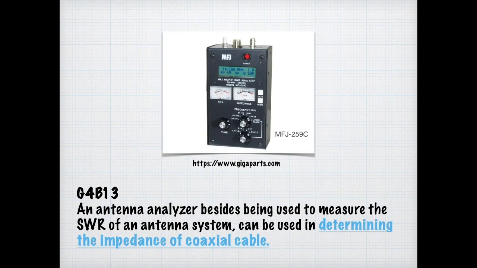Also for the exam, we need to know that an antenna analyzer, besides being used to measure the SWR of an antenna system, can also be used to determine the impedance of the coax cable itself.